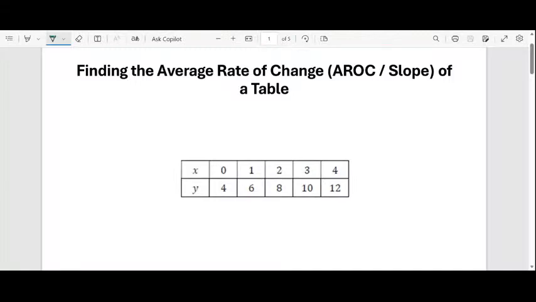Hi everybody, this video is going to cover finding the average rate of change, which is also referred to as the AROC or the slope of a line given a table. So we're given a table of X and Y values, and what we want to do is find our change in Y over our change in X. And this is the same thing as our slope. So that's what we're looking for.